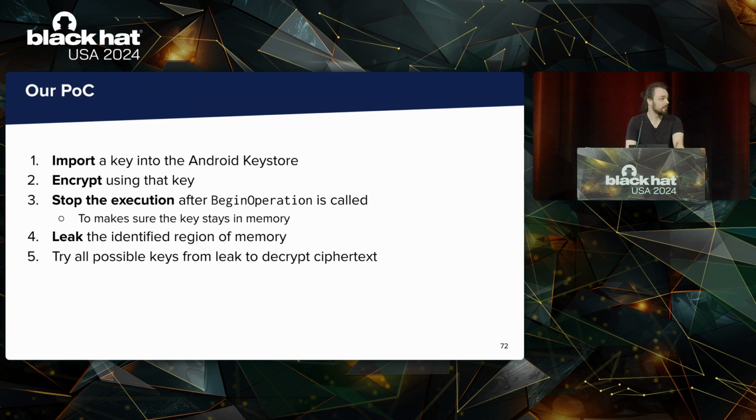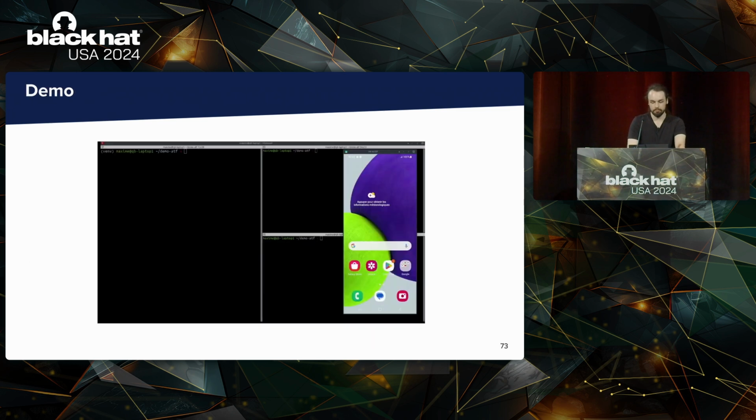So our proof of concept will be simple. We will import a key into the Android Keystore. Then we will encrypt something using that key. Then we stop the execution after the begin operation is called and the key is in secure memory. And we use our two bugs to leak the right region of memory. Then, because we will have an 8 megabyte dump of data, we try all possible keys to decrypt the ciphertext. So here is a little demo.